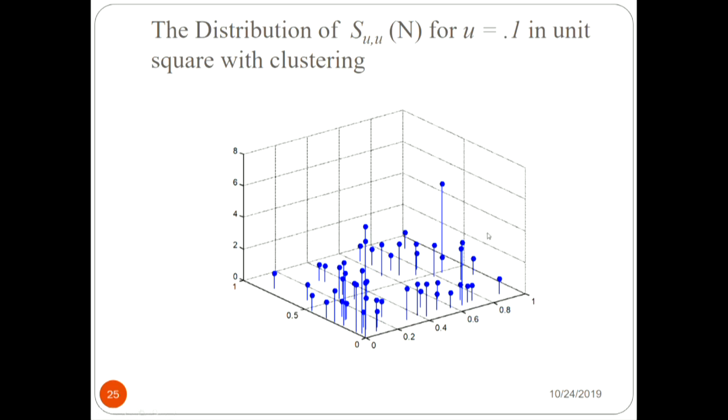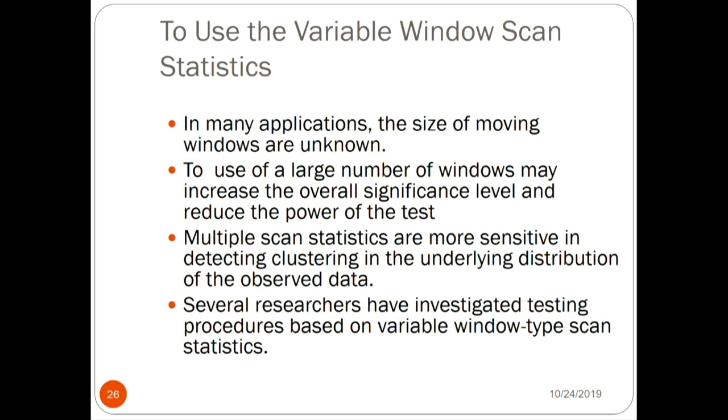So this is just an example to show the clustering of events distributed on a unit square. Again, we're not going to use the fixed window scan statistic because we do not know the clustering size. If by mistake we use a moving window different from the real clustering size, the test may lose some power. So in that case, we still need to use the variable window scan statistic.